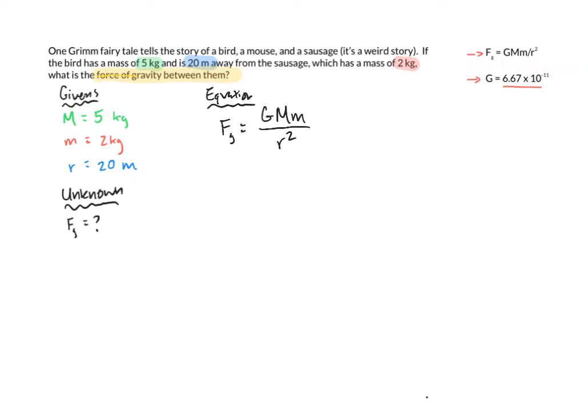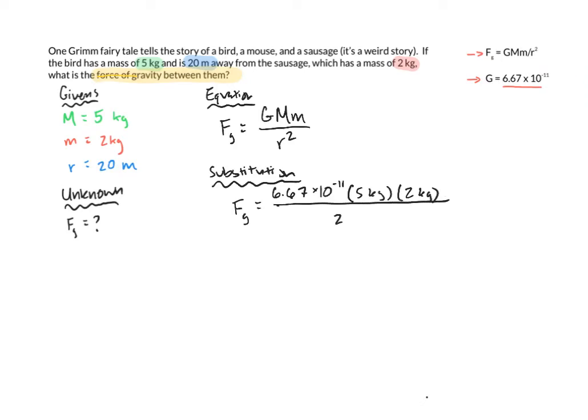Let's go ahead and substitute in numbers. Our substitution step. We have F sub g is equal to 6.67 times 10 to the negative 11th, which is our value for capital G, the mass of the bird, which is 5 kilograms, the mass of the sausage, which is 2 kilograms, and finally the distance between them squared, or 20 meters squared. And what we are going to get when we multiply that out is our solution. Go ahead and just write that out.